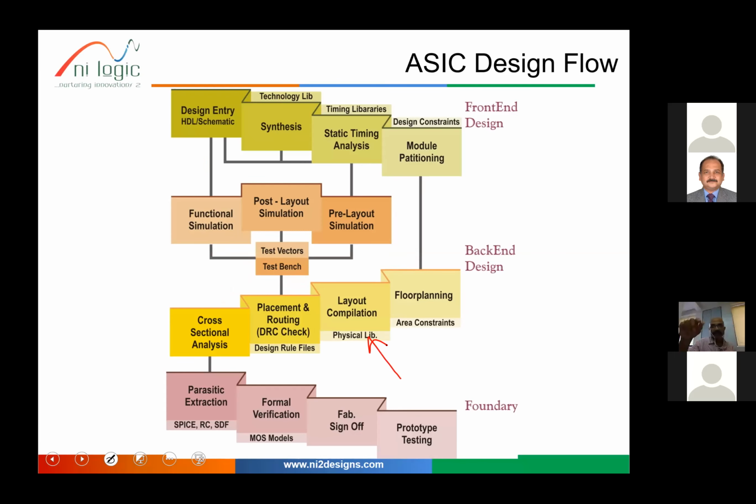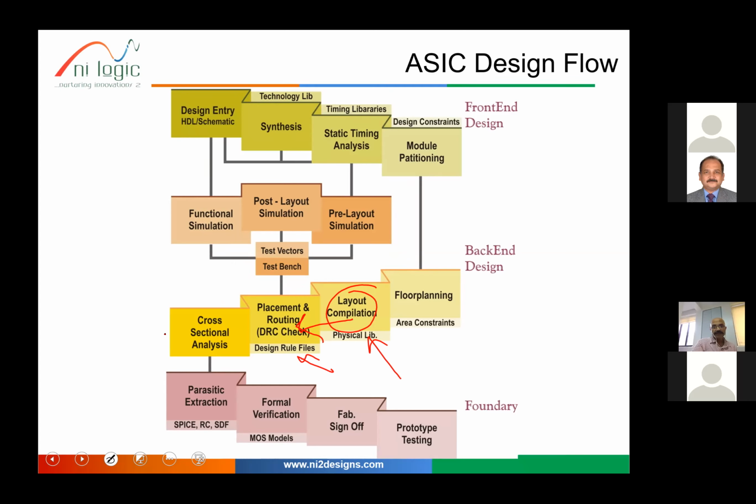So based on the physical library input, the layout is generated, and when it's being generated, it is placed and routed. That means it is actually placed in the silicon, not in reality, but in the software. And you do the routing, that is interconnection of the components based on the rule files. The rule files, I will be talking about in the next few slides, where we will be talking about design rule files.